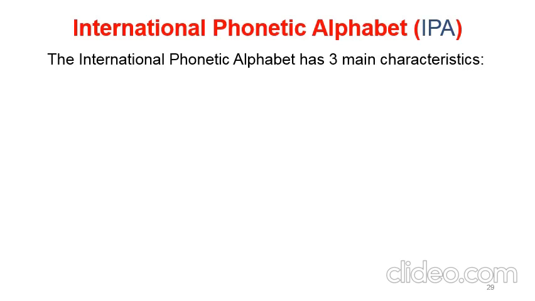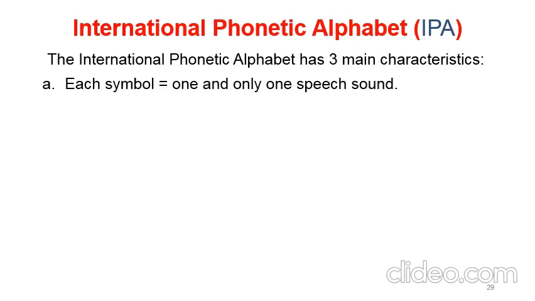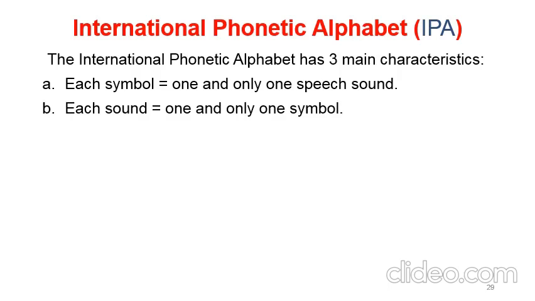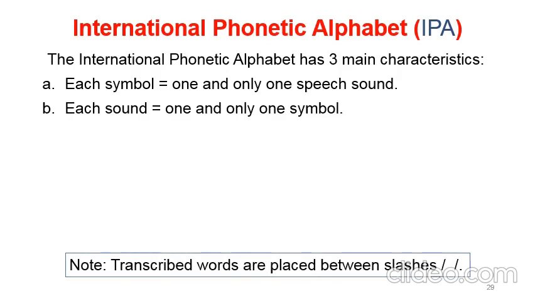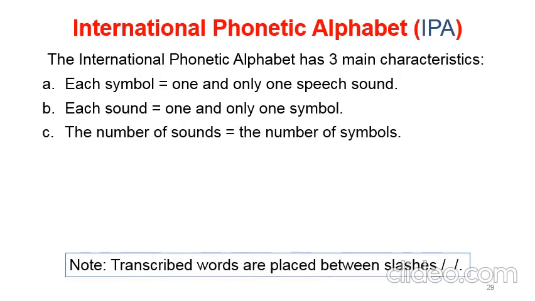The International Phonetic Alphabet has 3 main characteristics. One symbol has only one equivalent speech sound. Each sound has only one symbol. And the number of symbols and the number of sounds is exactly the same. Remember, when we write English words, as examples, we put them in angled brackets. When we transcribe words in phonetics, we put them between slashes.